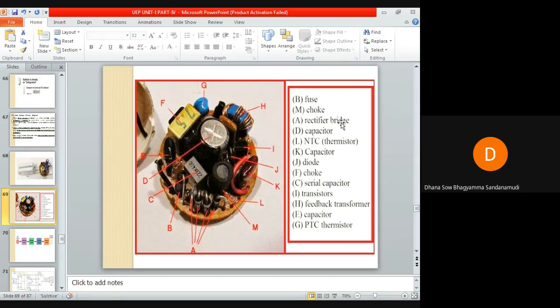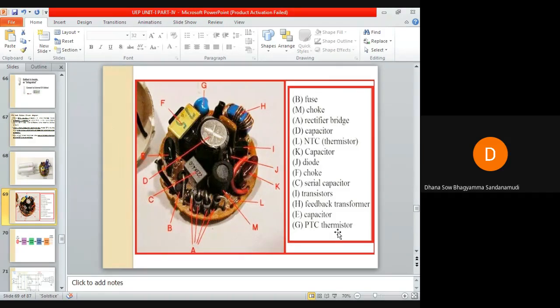It has a fuse, choke, rectifier bridge, capacitor, an NTC thermistor which limits the inrush of current, and a PTC thermistor, which sets the timing for the preheating time as well as the ignition time. It regulates the preheating time and the ignition time of the lamp.